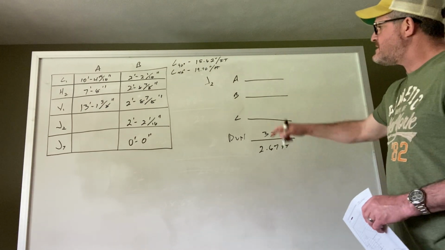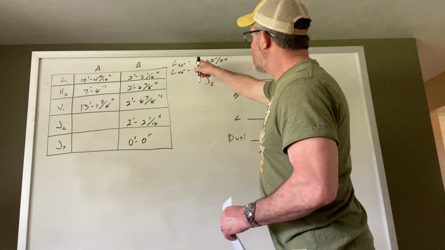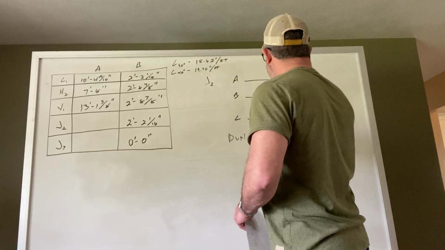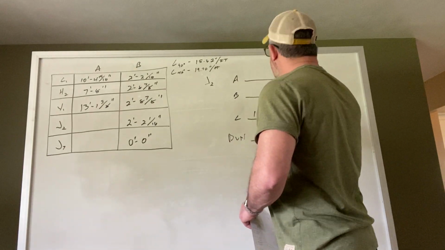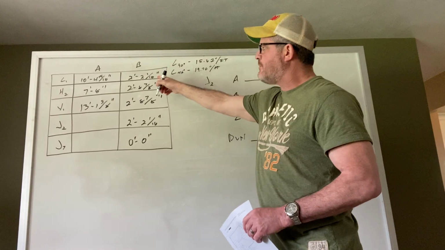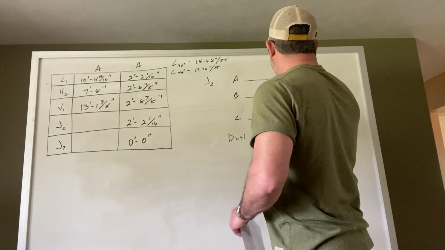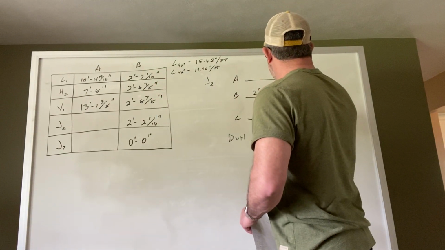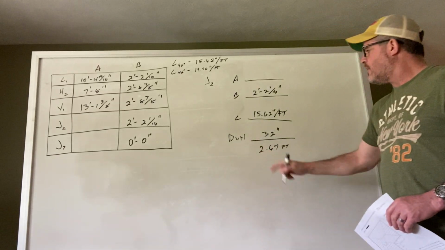Because I know my C, I'm hitting the top plate at 90 degrees, so 15.62 inches per foot. I know my B because I'm hitting the top plate at 90 degrees, so 2 foot 2 1/16. Now all I have to do is solve for my A.